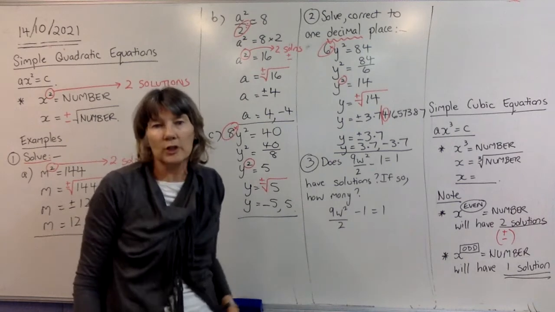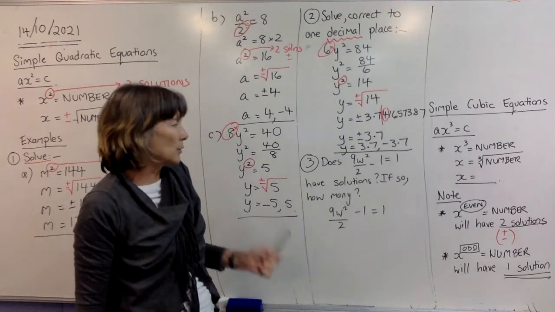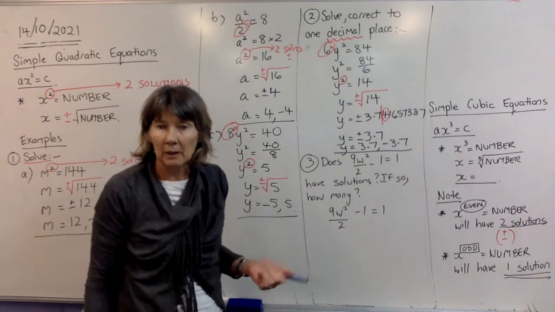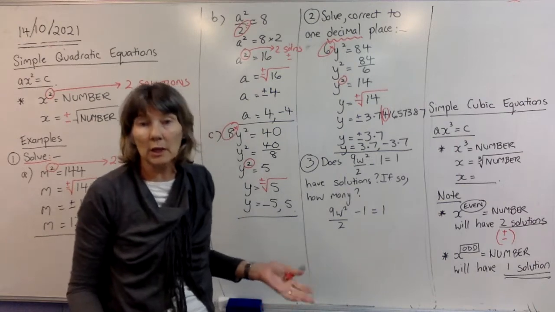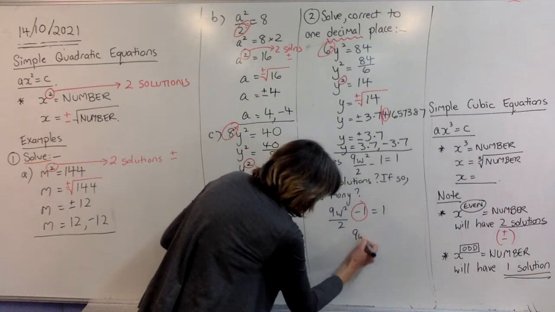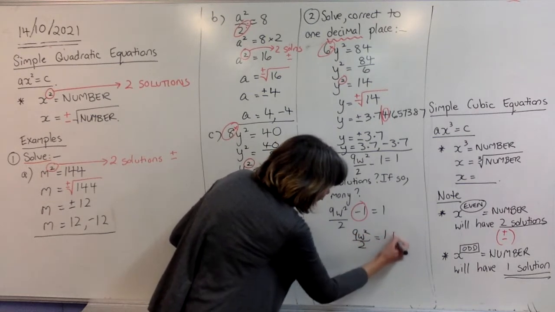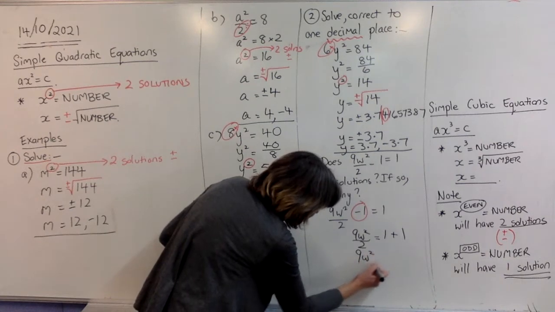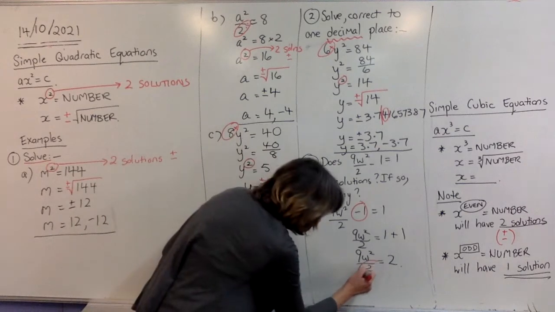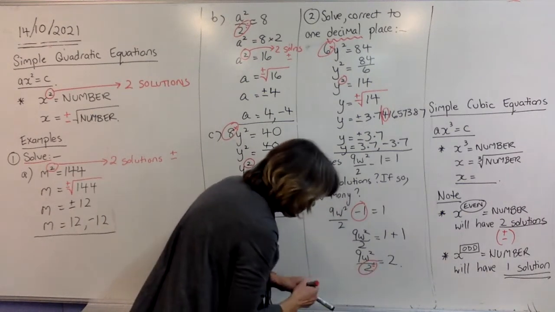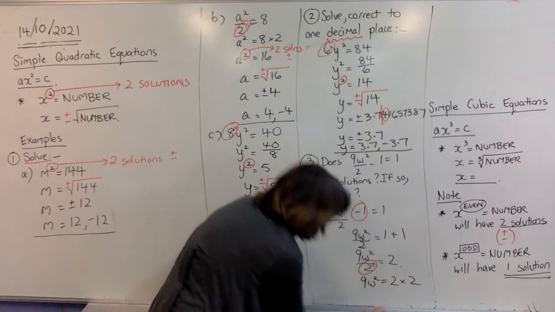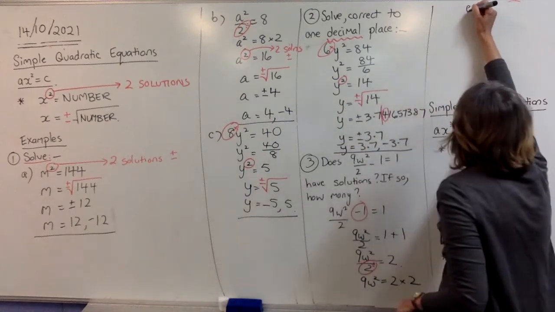All right, now this next question says, does 9w squared on 2 minus 1 equals 1 have solutions? If so, how many? Well, you're not going to know until you start to do the question. So let's solve it. We'll get rid of this first. So don't try and jump ahead and guess what's going to happen. Just do the question. All right, now we're going to get rid of our divided by 2 down here. Come to the other side and times by it. And that gives us 9w squared equals 4.